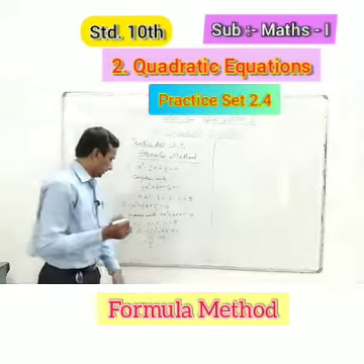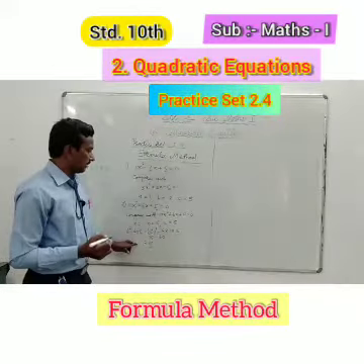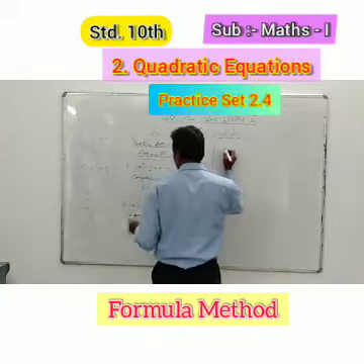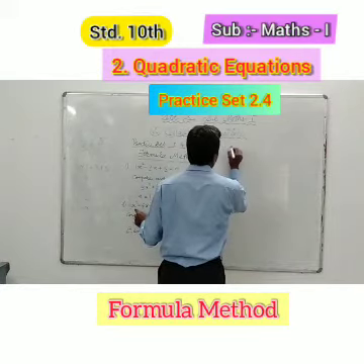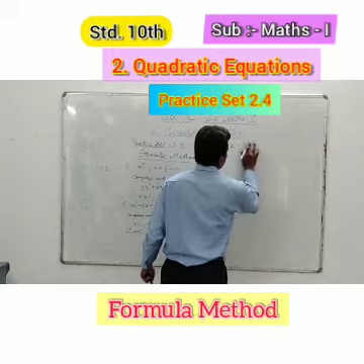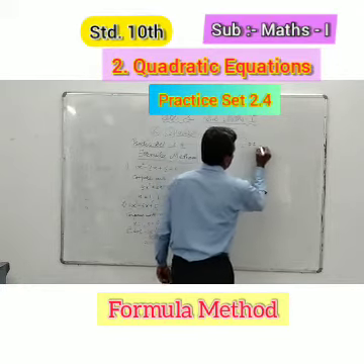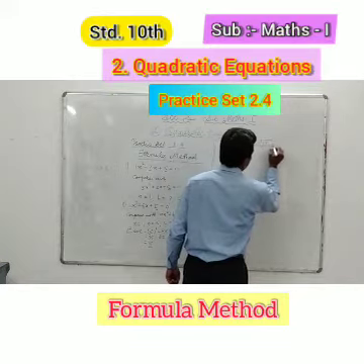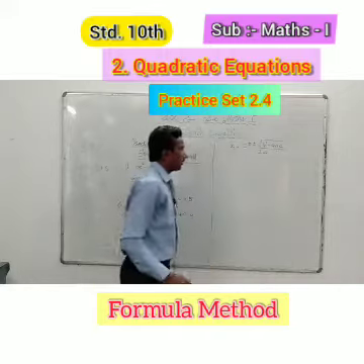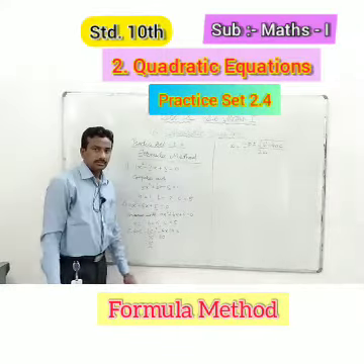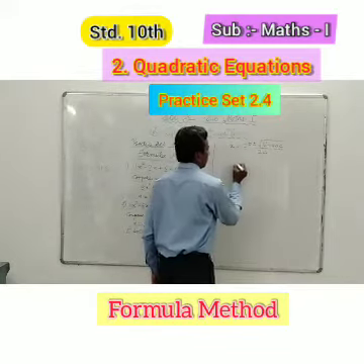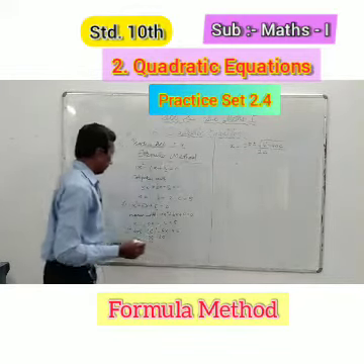Now find the roots of the quadratic equation by using formula method. For that our variable is x. Therefore we can take the formula x is equal to minus b plus minus under root b square minus 4ac upon 2a. This is the formula for solving quadratic equations by using formula method. Now put the values of a, b and c.